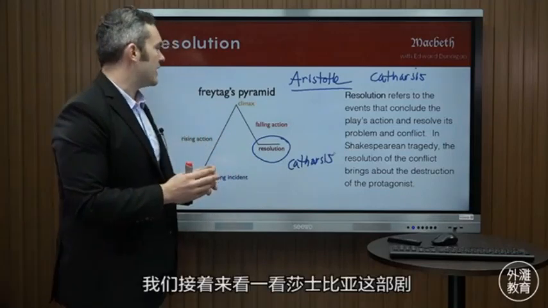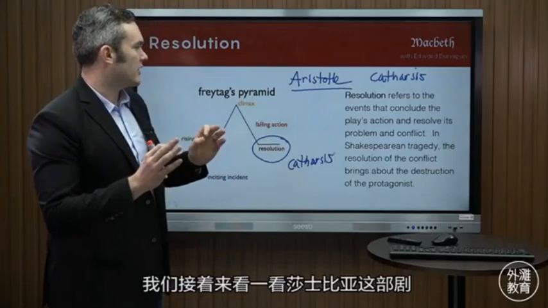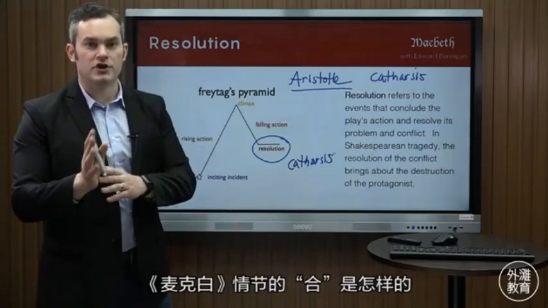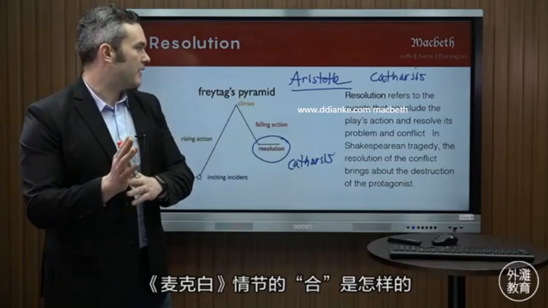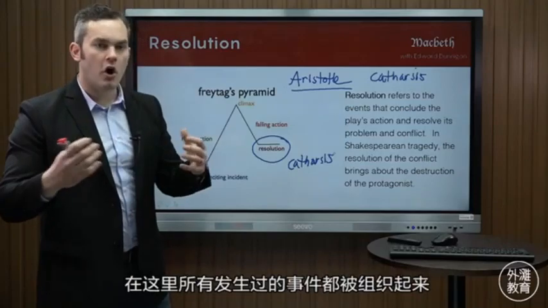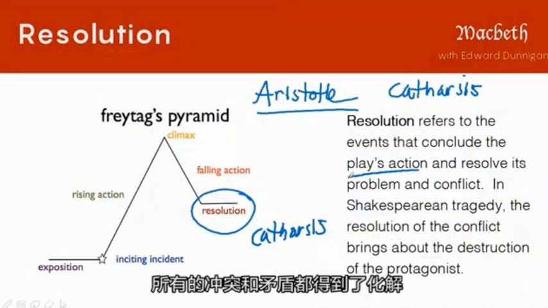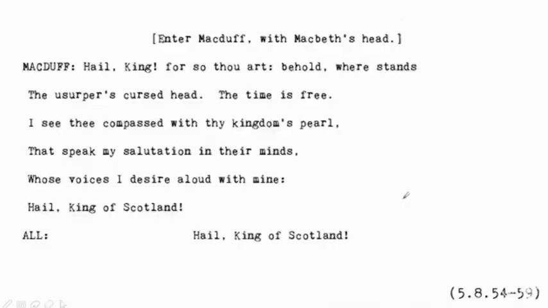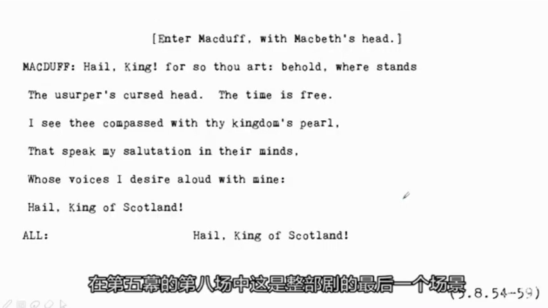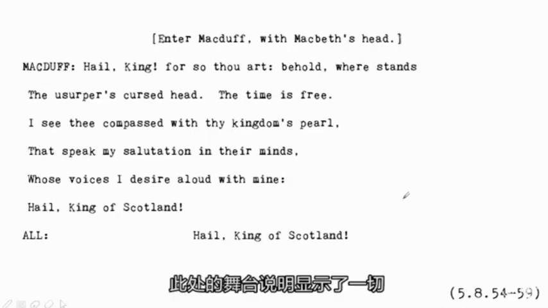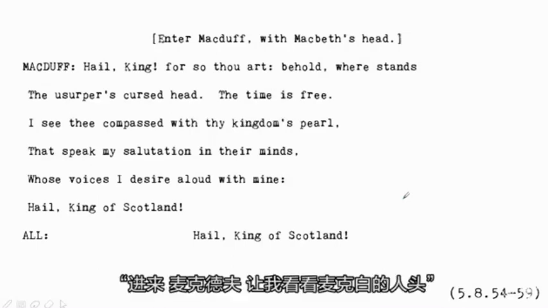Okay? So let's go ahead and take a look at a moment in the resolution of Shakespeare's Macbeth. A moment that shows when all of the events have concluded the play's action and resolved its problem and conflict. Okay? So this is in Act 5, Scene 8, the final scene of the play. And the stage direction says it all. Enter Macduff with Macbeth's head.